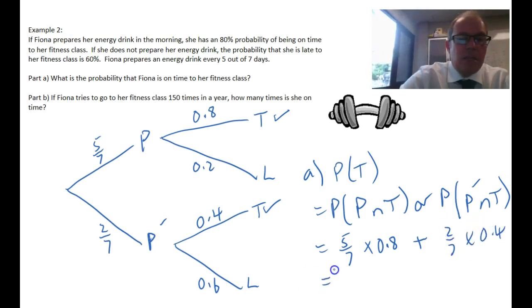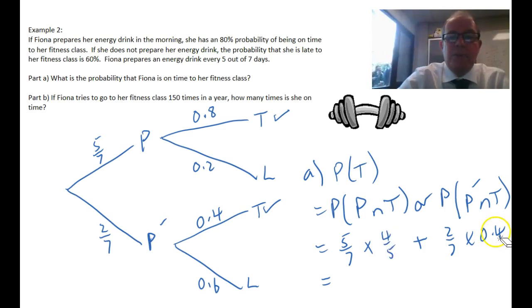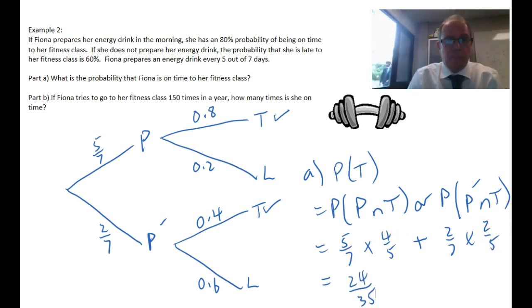And I'm going to enter 0.8 as 4/5 in my calculator so I can get a nice fraction out of this, because 0.8 is 4/5. And I'm going to enter 0.4 as 2/5 in my calculator and get an answer. So I'm just going to throw that in the calculator and get an answer. So I put that into my calculator and it came out with 24/35. And that's the answer of Fiona being on time to her fitness class.